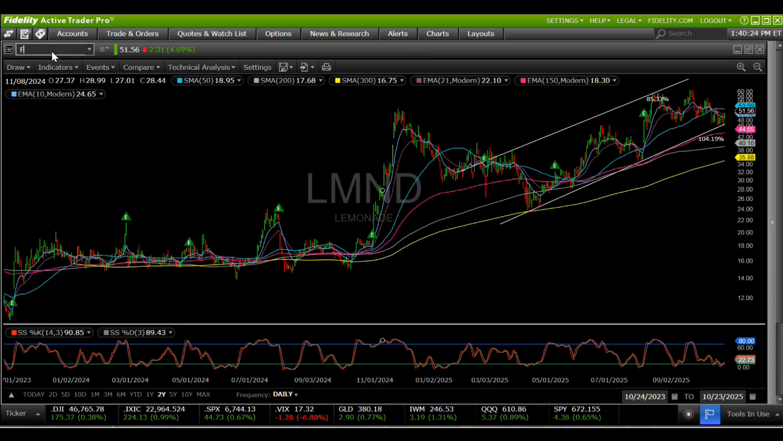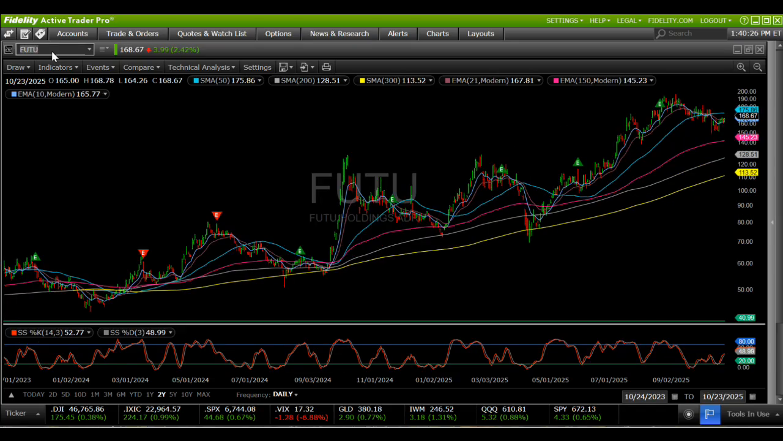What else? FUTU, talked about this one in the previous videos. Got a nice pullback here, a little consolidation, and as long as we can hold these lows, I put my stop loss right below the 159 low from October 10th. So I like this one a lot.